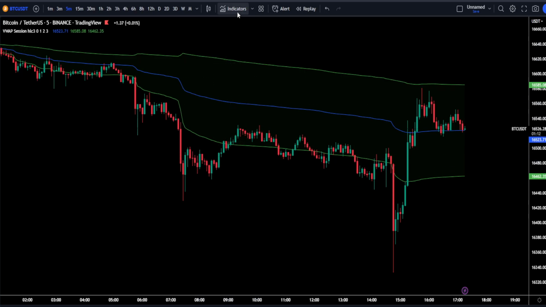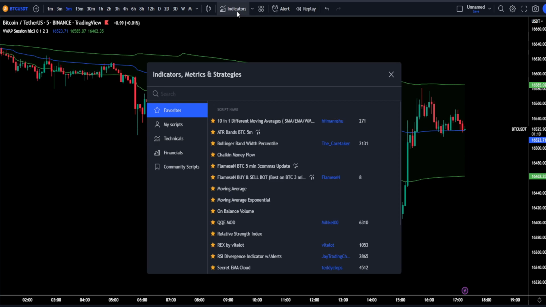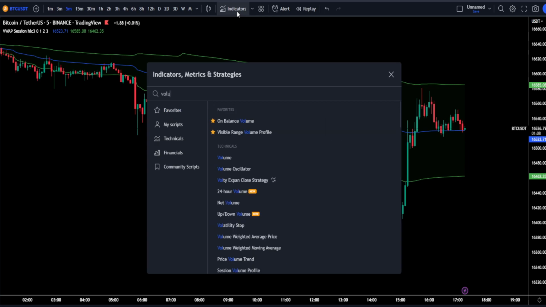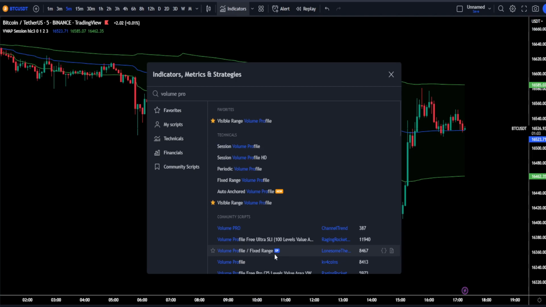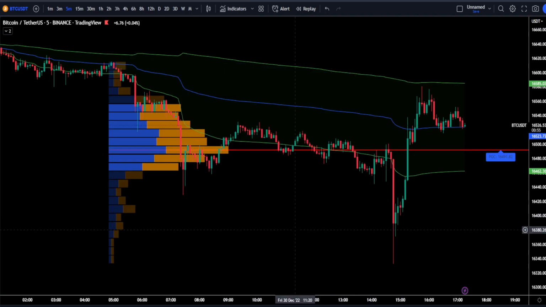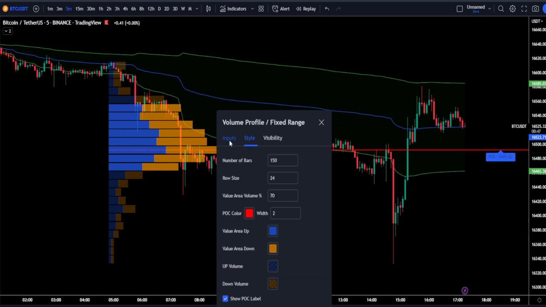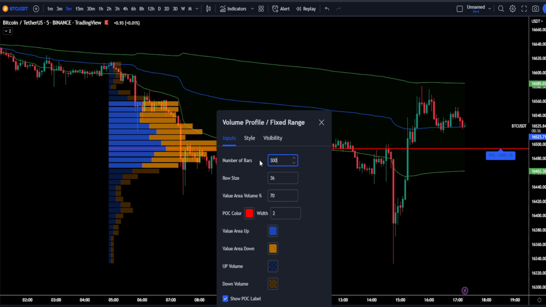So navigate up to your indicators tab and search for the volume profile fixed range, which is this one here by Lonesome the Blue. Now let's change the indicator settings, so double click on it here and head over to our inputs tab, and we will be changing the row size from 24 to 36. And then make sure you also change the number of bars from 150 to 300. This way we can see the volume profile over a larger amount of bars.